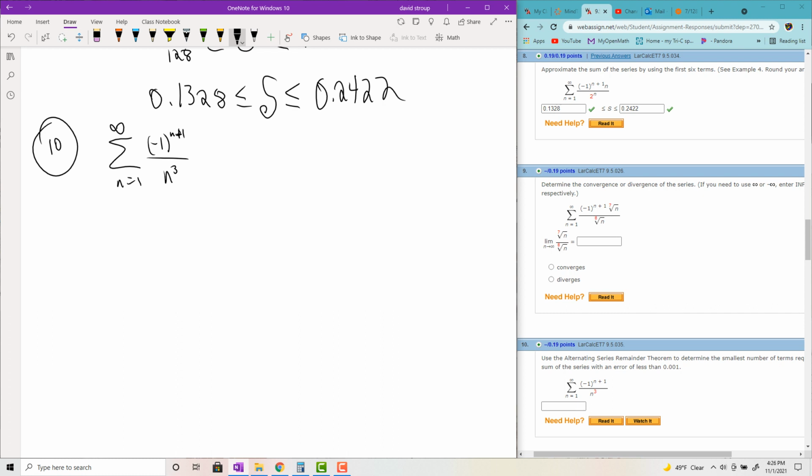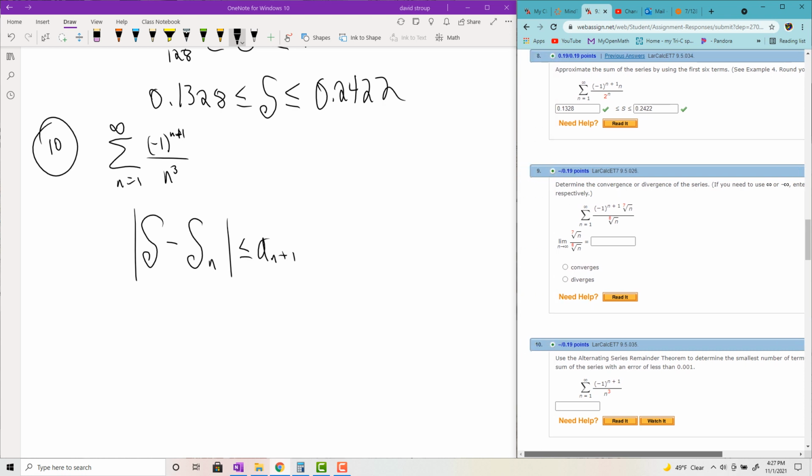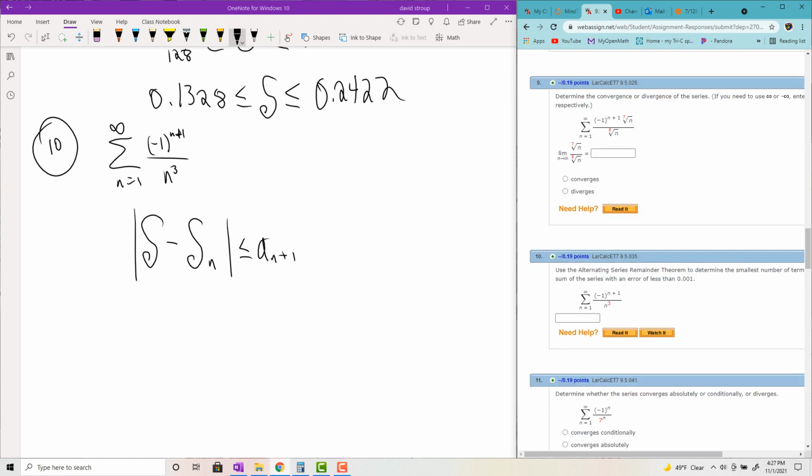And again, you're working with this formula: s minus s sub n needs to be less than or equal to a sub n plus 1. So you could kind of fill that in with what you need. You want a sub n plus 1, which is kind of the error, to be, and the problem tells you want the error less than 0.001. So you want a sub n plus 1 to be less than 0.001.